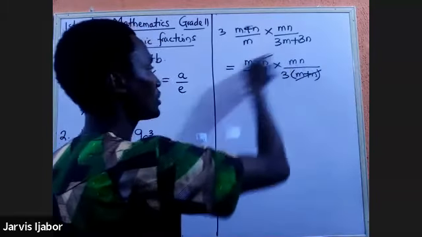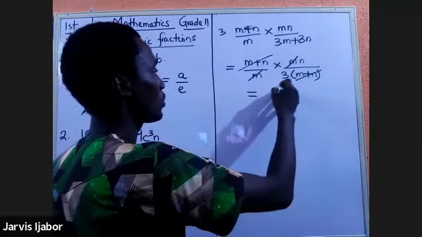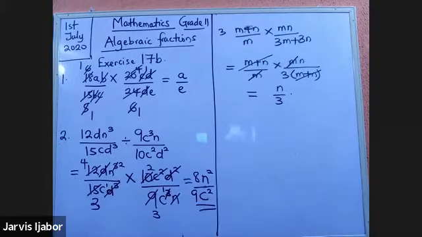This will cancel this, this will cancel this, and invariably the answer becomes n over 3. So that settles that question. Let's go to question 4.